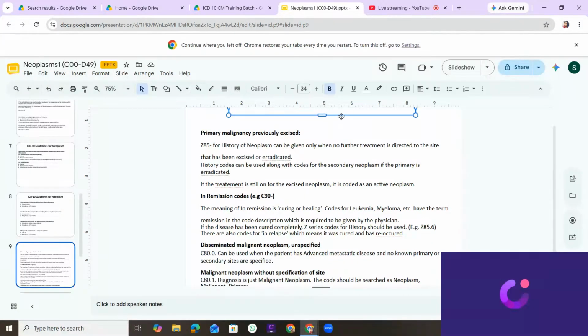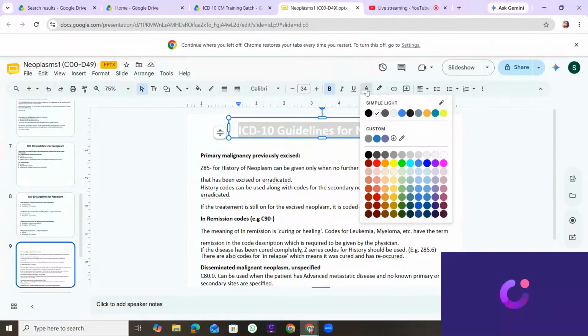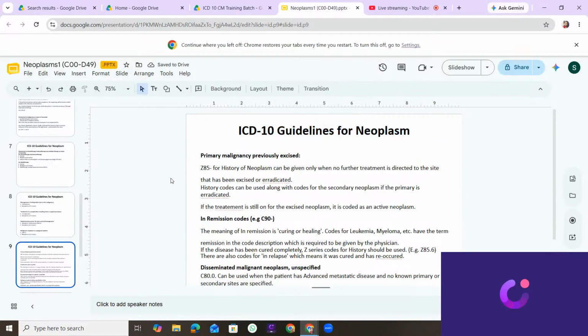So the next guideline is related to neoplasm. I hope all these points are clear for you. If you are not getting any point, don't feel shy, just comment it, and I will explain once again.